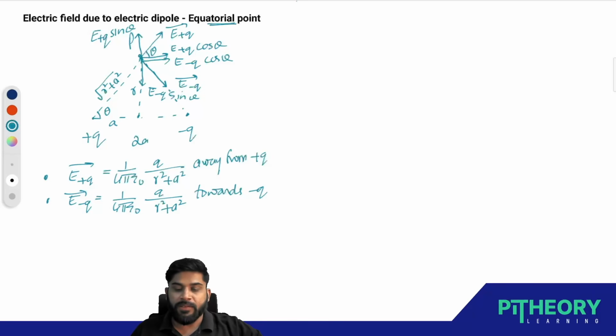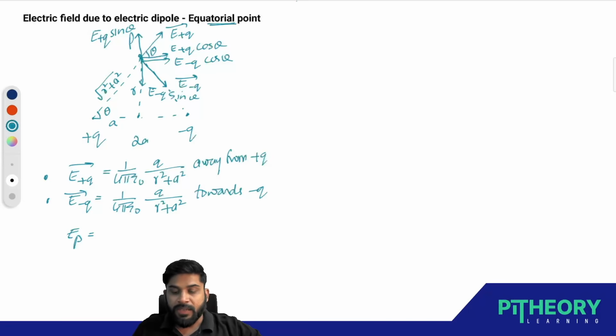So when you come back to the diagram here, at the point where we have resolved the magnitudes of the electric field, E plus Q sin theta and E minus Q sin theta, they will cancel off. Why? Because they are E plus Q and E minus Q, magnitude wise they are the same, and the angles involved are also the same. So they cancel off. So the net electric field at the point P, magnitude wise, this is how much it will be.